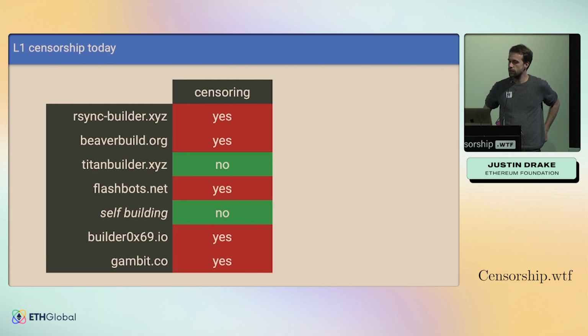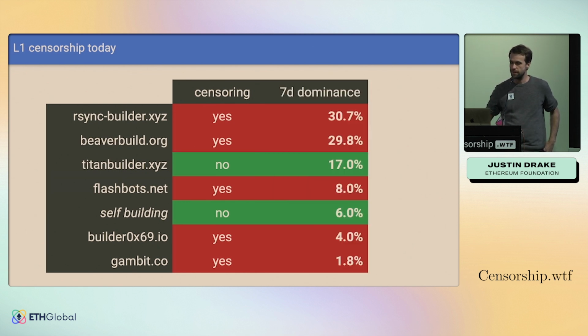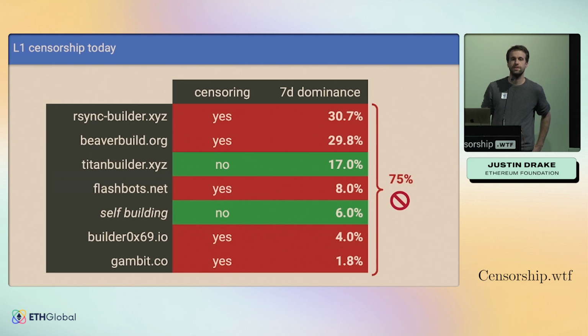Now, what is the situation today in terms of censorship? Unfortunately, 5 of the top 6 builders are censoring. And these are the 7-day dominances. So you can see the top 2 builders account for roughly 60% of Ethereum blocks, and they're both censoring. And so if we look here, just with these builders that are listed, that's about 75% of Ethereum block space which is censored.